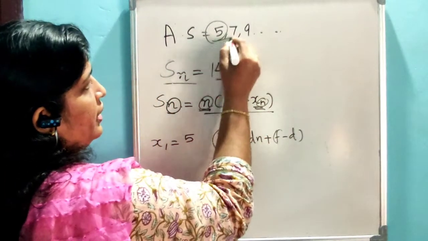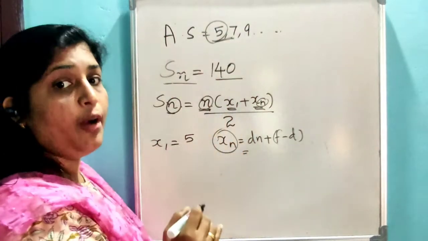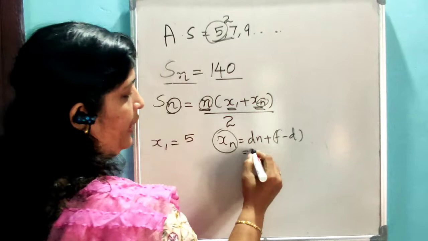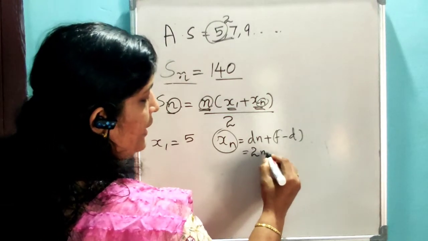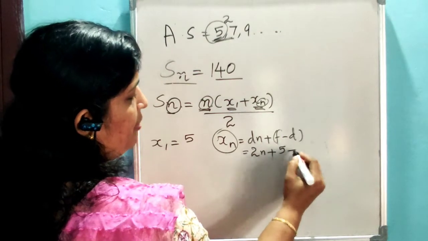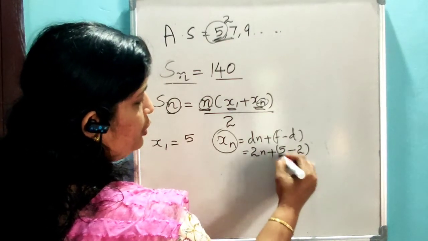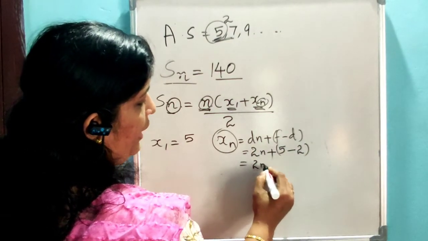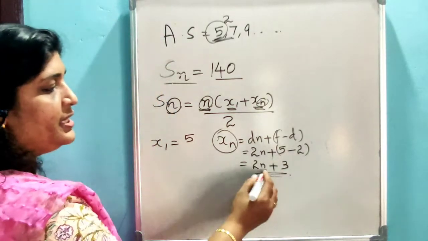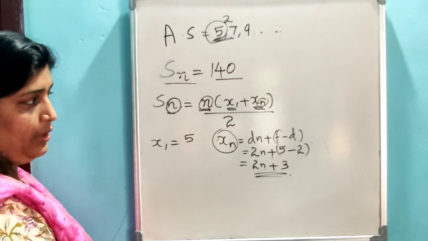What is d here? It is the common difference. What is the common difference? Here the common difference is 2. So 2n plus, what is f? f is equal to 5 minus d, where d is 2. So we have 2n plus 5 minus 2, which is 2n plus 3. So this is the nth term of the sequence.